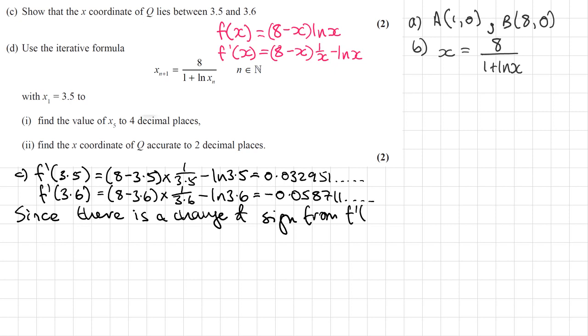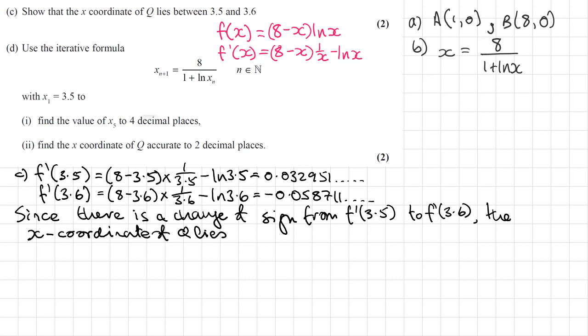f dash of 3.5 to f dash of 3.6, the x coordinate of Q lies between 3.5 and 3.6. So we're basically just copying what they've done there. It lies between 3.5 and 3.6.